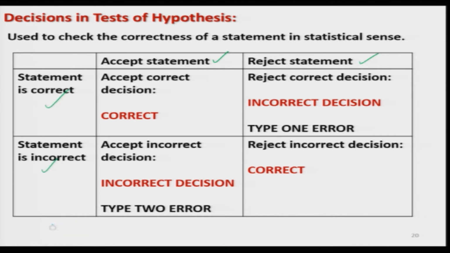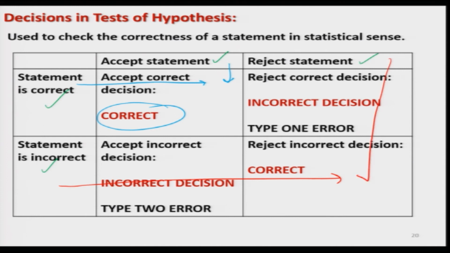Now, what we try to do is consider all the combinations. If the statement is correct and we accept it, there is no problem. This is a good decision, a correct decision. In case the statement is incorrect and we reject it, then this is also correct, a good decision, because you are rejecting an incorrect statement.